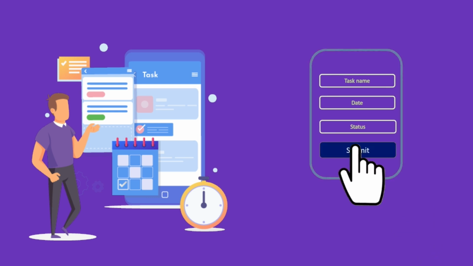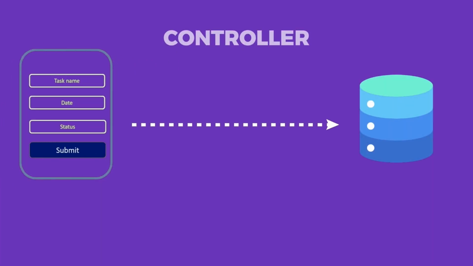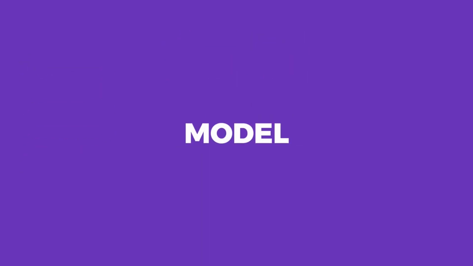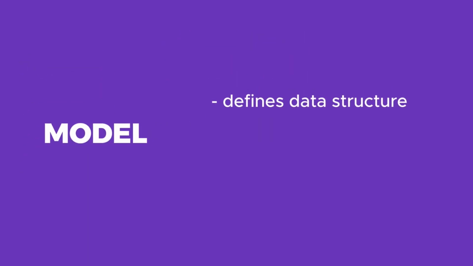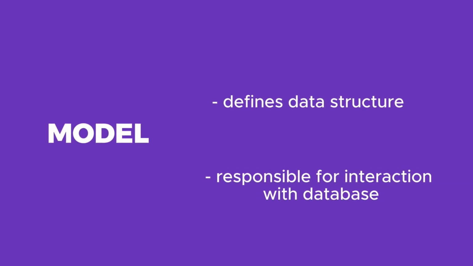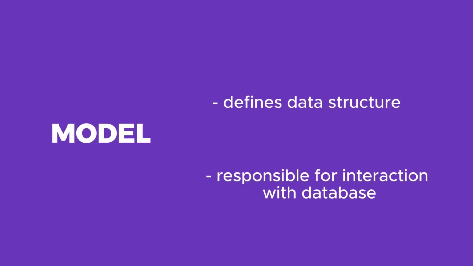When you hit the Add or Submit button, there's a business logic to validate and save your data to the database, which is called the controller. There's also the model, which deals with the data part. It defines the data structure, and it's responsible for interaction with the database. Those three important entities form MVC, or Model View Controller Architecture.